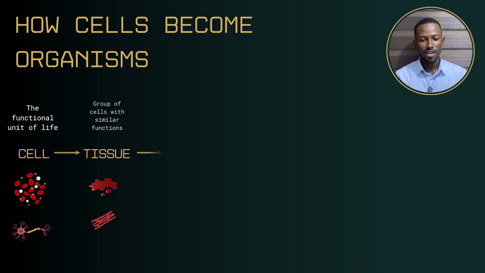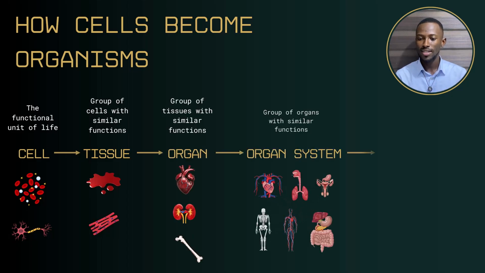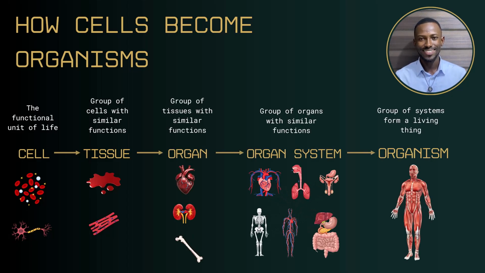So look at this. Cell to tissue, tissue to organ system, and organism. That is how it happens. So the first level of complexity of living thing is the cell. So the cell is the functional unit of life. So we have red blood cell, white blood cell, blood platelets. They have the nerve cells. All of these cells are the functional units of life.